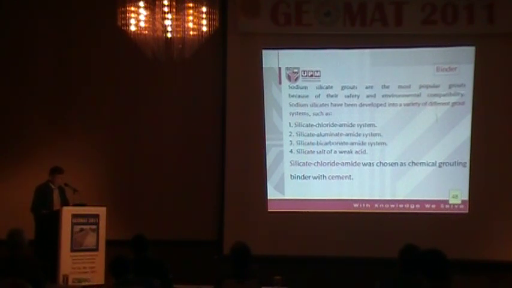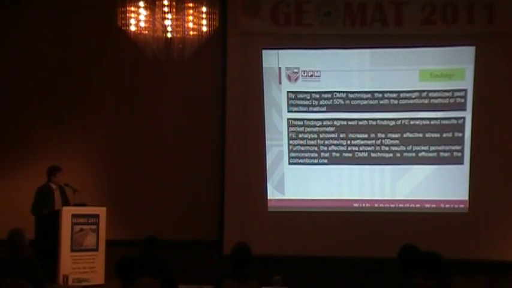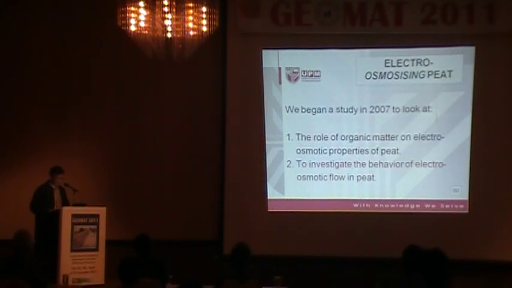I listed 4 there, and from our study, we finally chose the sodium silicate amide as the suitable grouting binder for cement. From this finding, using the sodium silicate and cement, we found that what we call the vacuum injection method is able to increase the shear strength of the peat soil by about 50% compared to injection alone. This finding agrees well with the analysis as well as the pocket penetrometer. I'm not going to read the rest of the slide. So that's about what we have done.